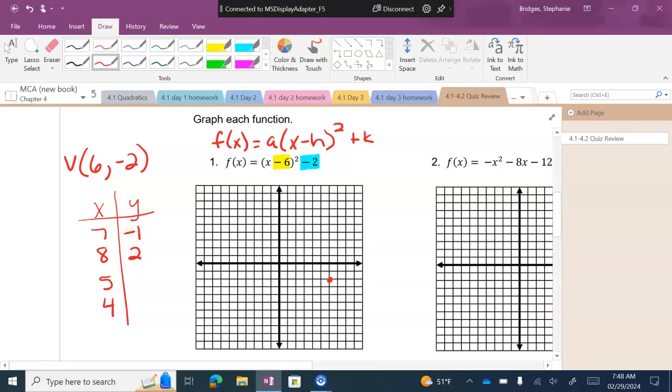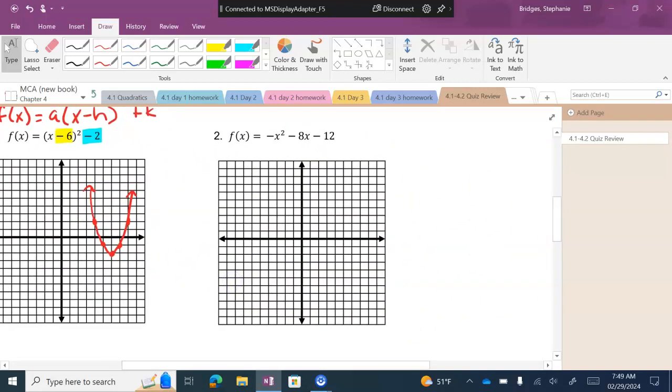And then for 5 and 4, I should get the same 2 numbers, right? For 5, what did we get? Negative 1, and then 4 we got 2. And so then we're just going to plot those points. 7, negative 1, 8, 2, 5, negative 1, 4, 2. And do we have the shape that we're supposed to have? Yeah. My a value is positive, so it should be opening up, which it is. Everybody okay with that one?